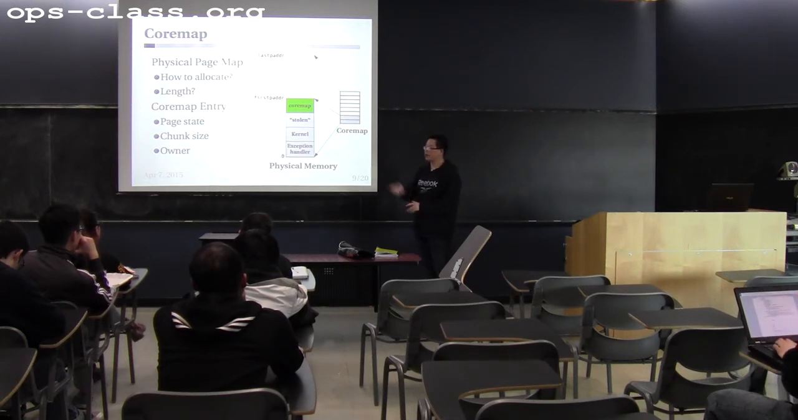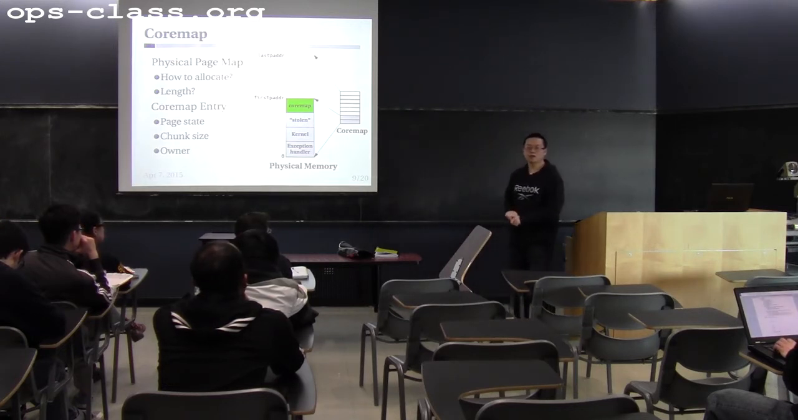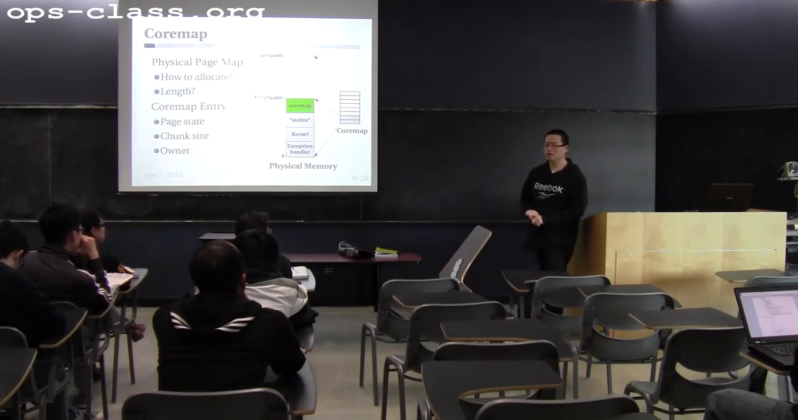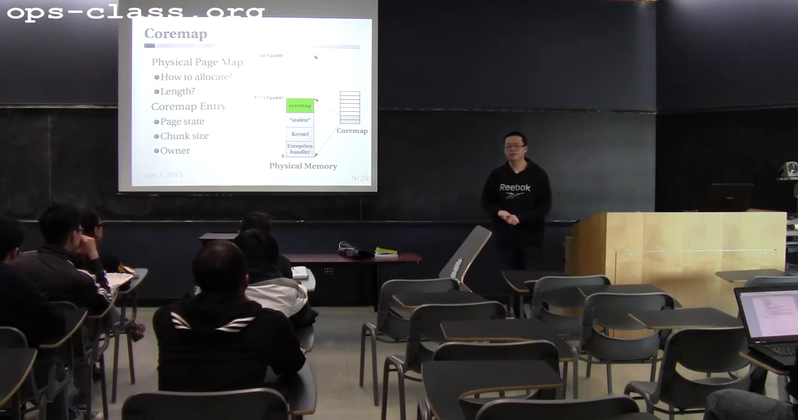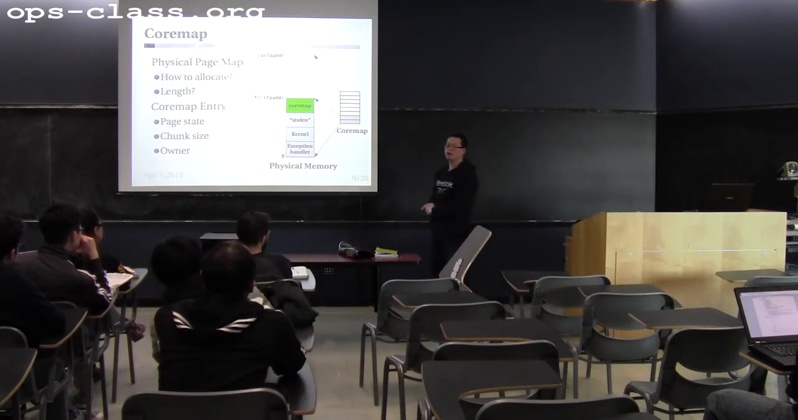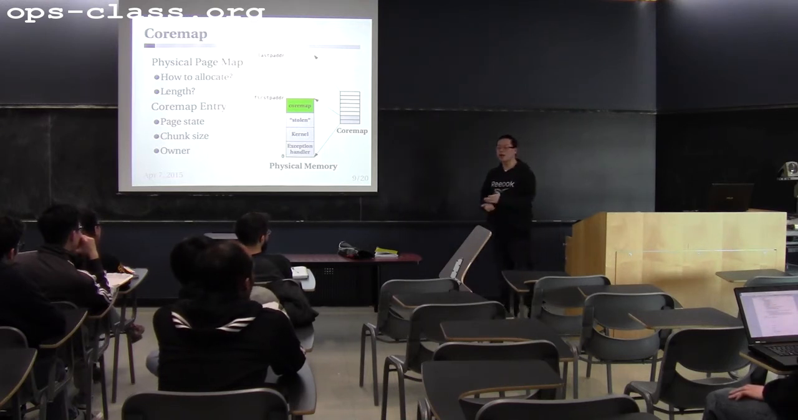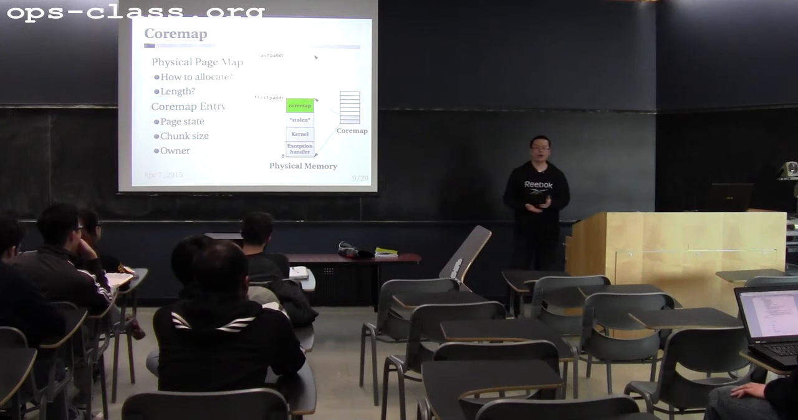And what else? Like I said, chunk size, what is that? Size of page? Isn't that fixed? Then first of all, what's the chunk here? Yes, so allocate k pages, right? Say I allocate four pages. You should give me four continuous pages, right?